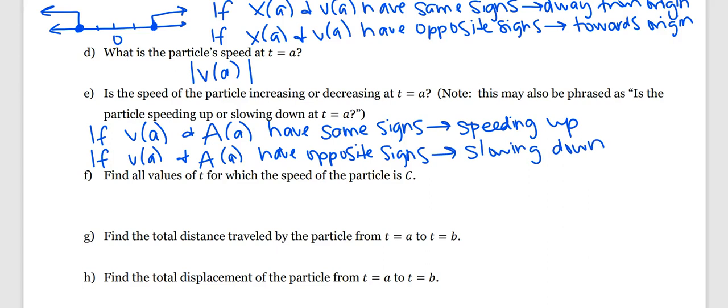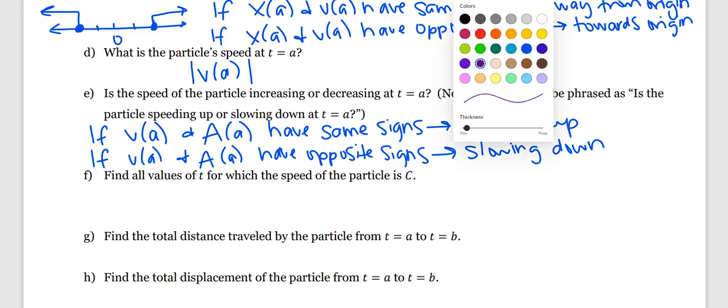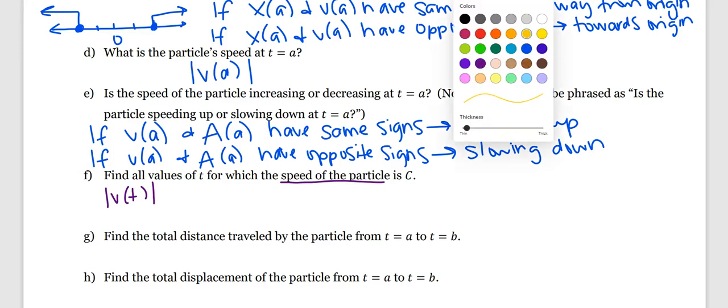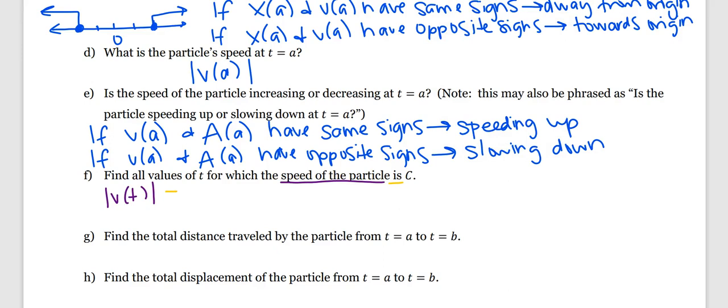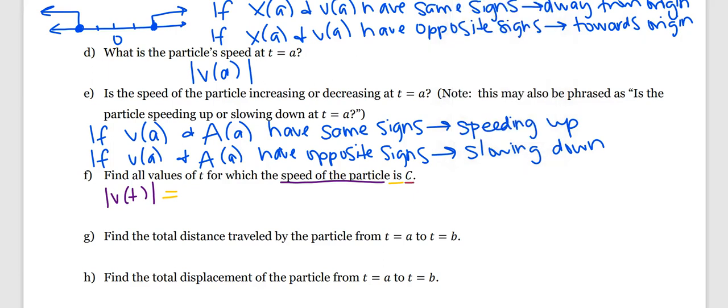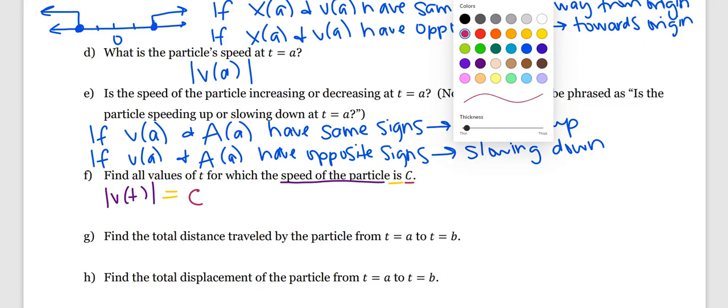All right, part F, find all values of t for which the speed of the particle is c. Well, remember, speed of the particle is what? That is the absolute value of v of t. All right, is means equal. And then we want this to equal c. Okay, so we're going to start out with that.